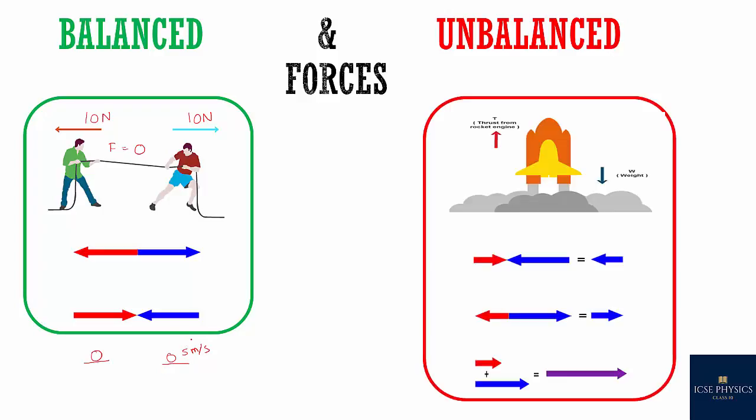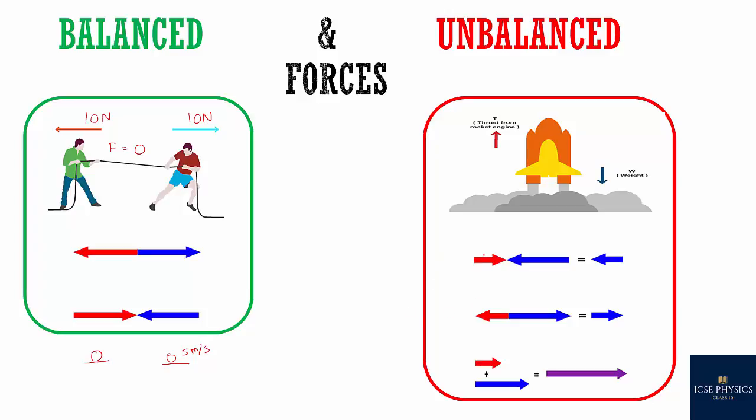Then coming to what is an unbalanced force. As you can see here, this is a space shuttle. The lift of a space shuttle is an example of unbalanced force. Why? Because there is a change in motion. There is an upward force, represented by T, and a downward force, represented by weight. When the upward force is greater than the downward force, there is an unbalanced force which causes a change in motion. So it's an unbalanced force.